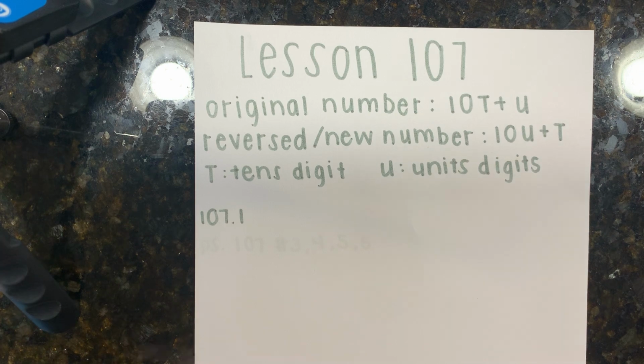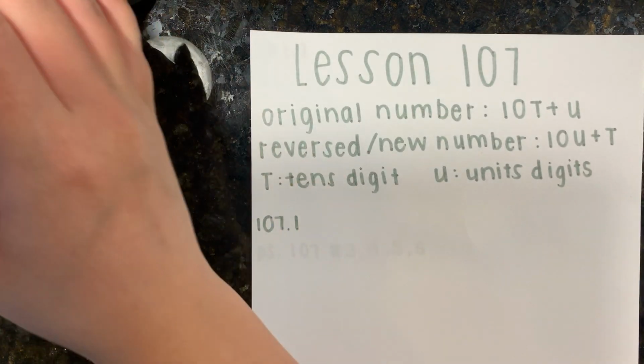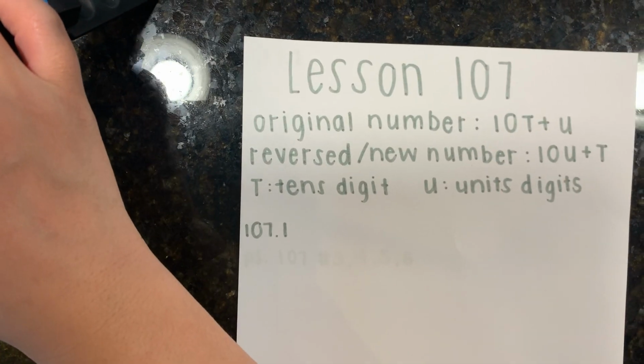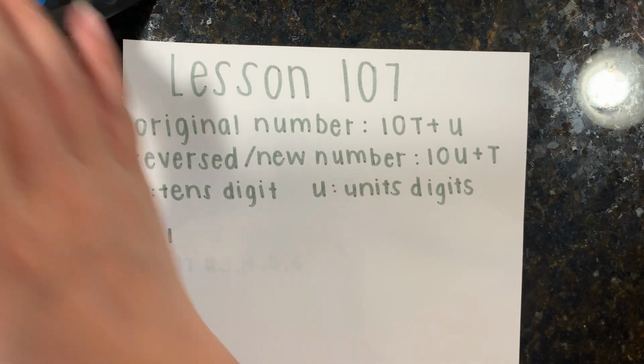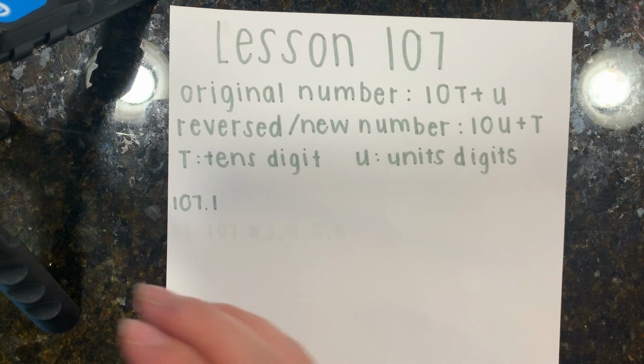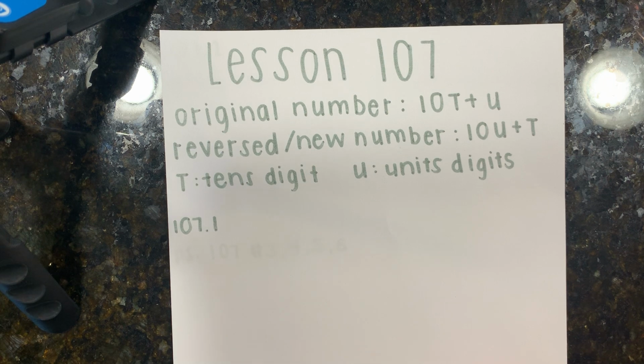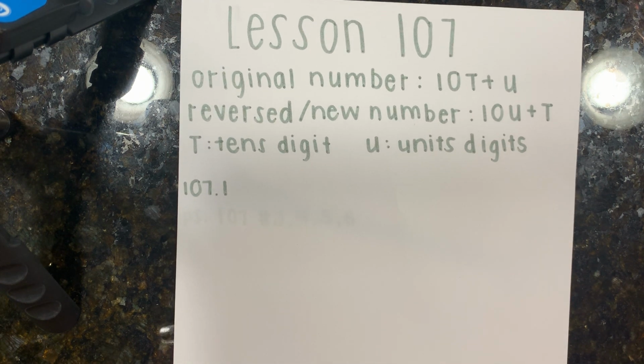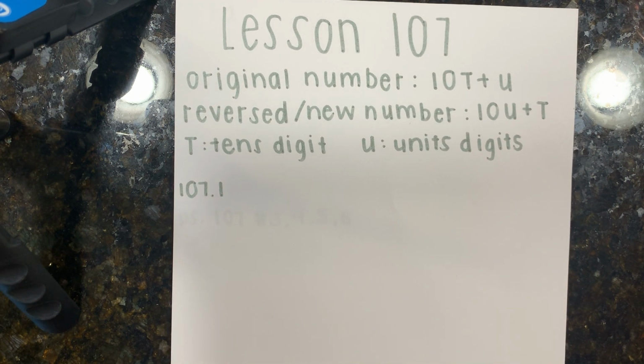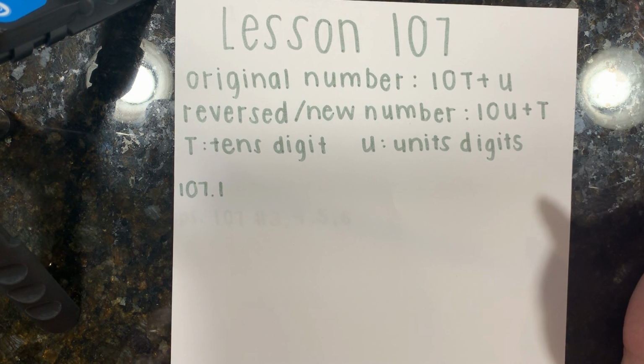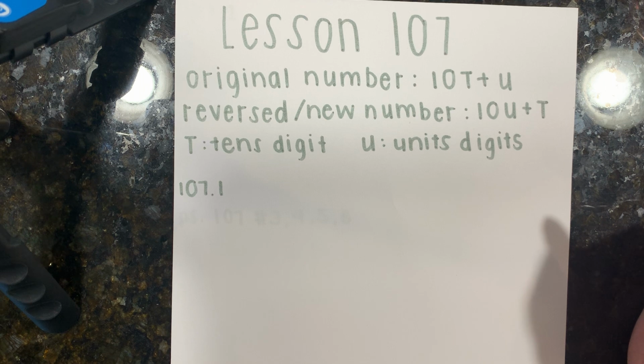The other thing is that your t is going to stand for your tens digit, and then the u is going to stand for your units digit. So if you didn't know what those meant, that's what they're there for. We're going to start by going through just the examples, and then I want you to try these on your own before you actually do them with me in the lesson.